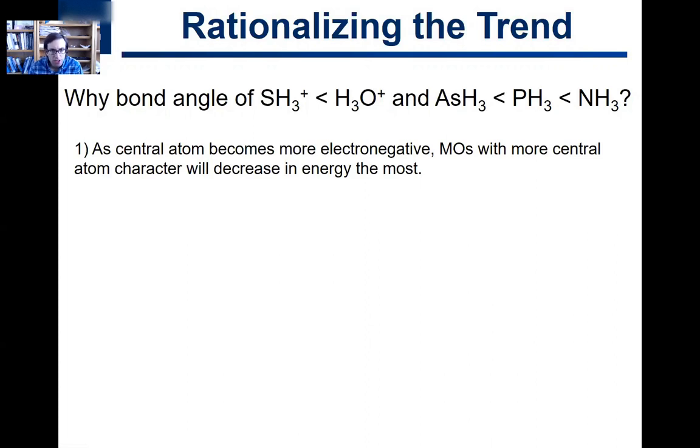Here I've couched it in terms of electronegativity. Before we couched it in terms of ionization potential. But as the central atom becomes more electronegative, MOs with more central atom character will decrease in energy the most.